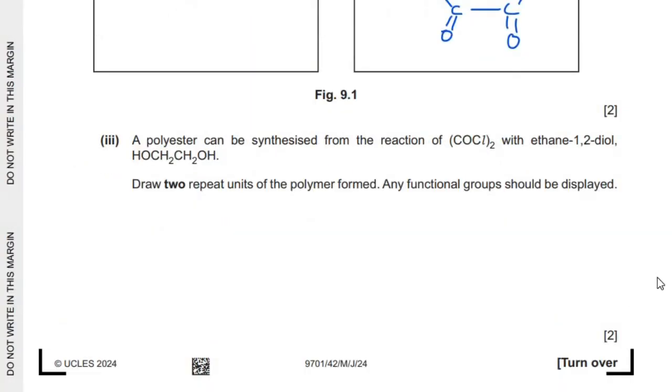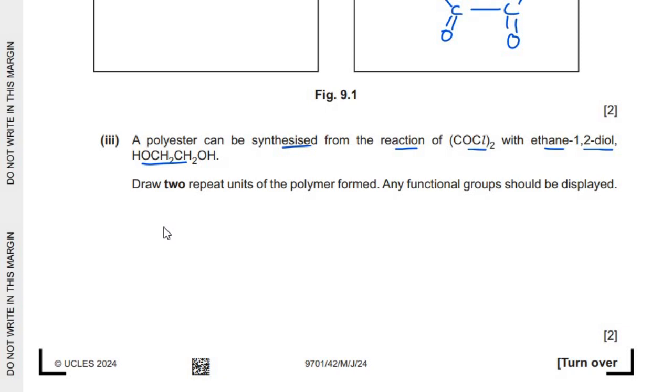The third part is that a polyester can be synthesized from the reaction of the acyl chloride with ethane-1,2-diol. It's given here: draw two repeat units of the polymer formed, and any functional groups should be displayed.